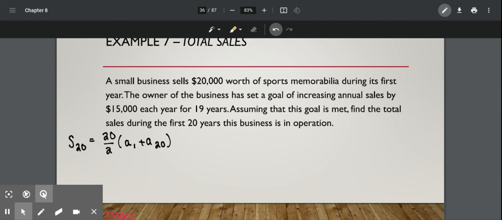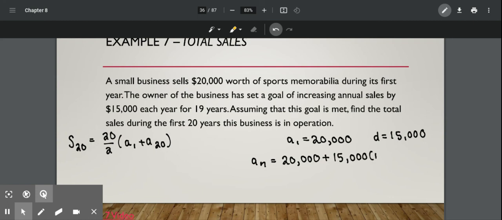And so when we look at this, we know a small business owner sells $20,000 in the first year. So we know that our first year is 20,000. And then it increases by 15,000 each year. So we know then also that our d value, the common difference, is 15,000. So what we're going to do is write an explicit formula to find our 20th term. So we'll say a sub 1 is 20,000 plus the difference times n minus 1.